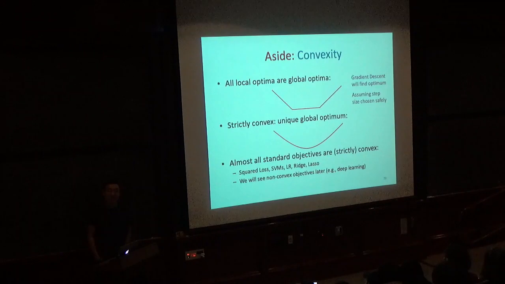Deep learning is non-convex, not because of the loss function, but because of the function class. It's not a linear function class. For example, if you do deep learning for minimizing squared loss, the loss function itself is convex, but the overall objective is not, because the function class itself is not linear. And we'll talk more about deep learning in week 4.